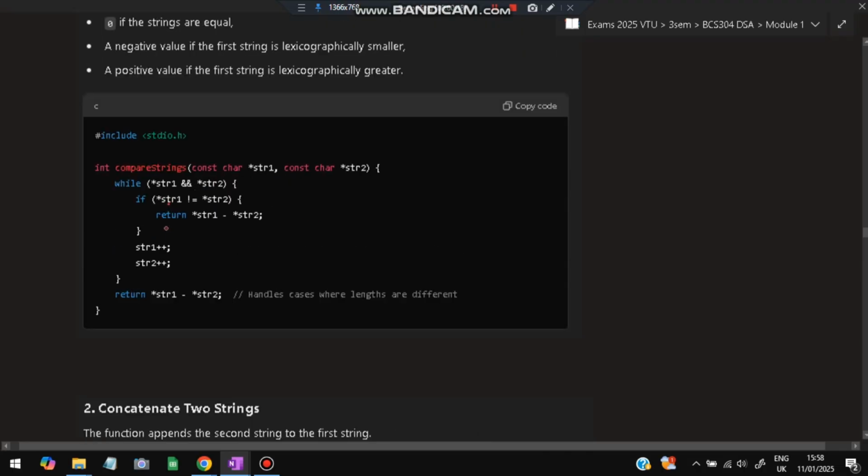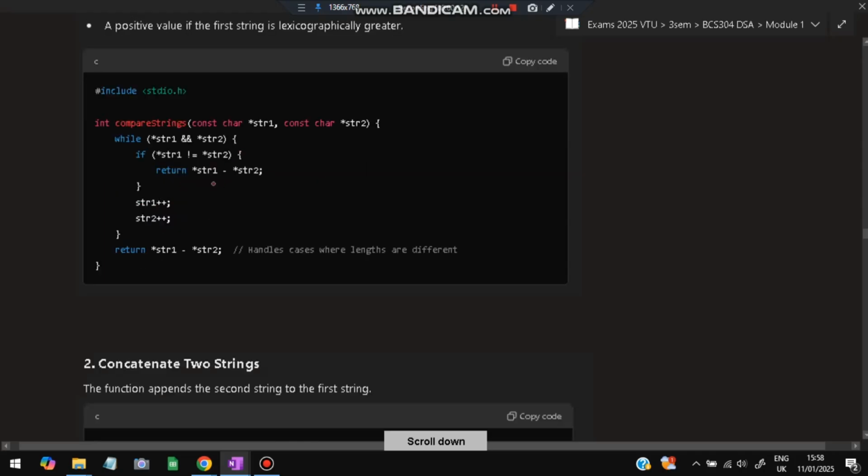Okay, and each time we will be checking if str1 is not equal to str2. If both are not equal, that means we will be returning str1 minus str2. If both are equal, we'll be continuing, ignoring it and doing str1 plus plus, str2 plus plus. So in both of the strings, the first letter we are checking.